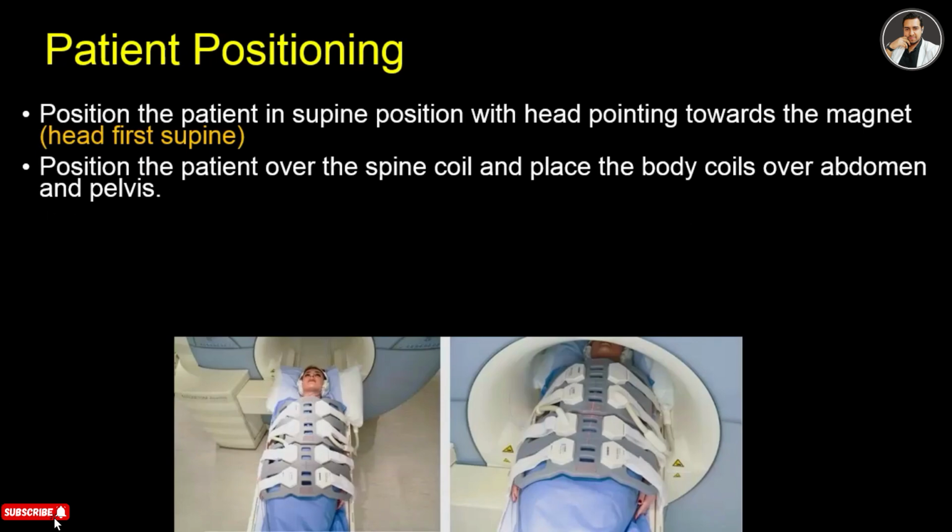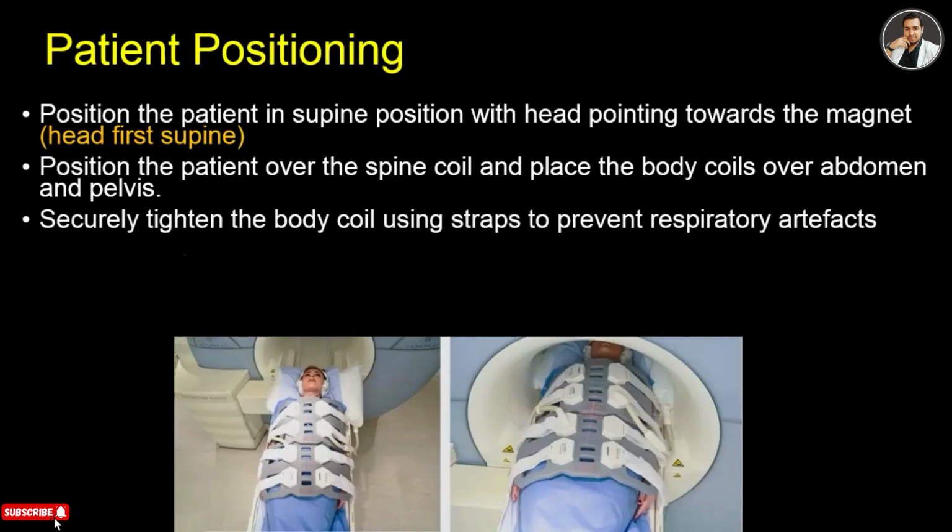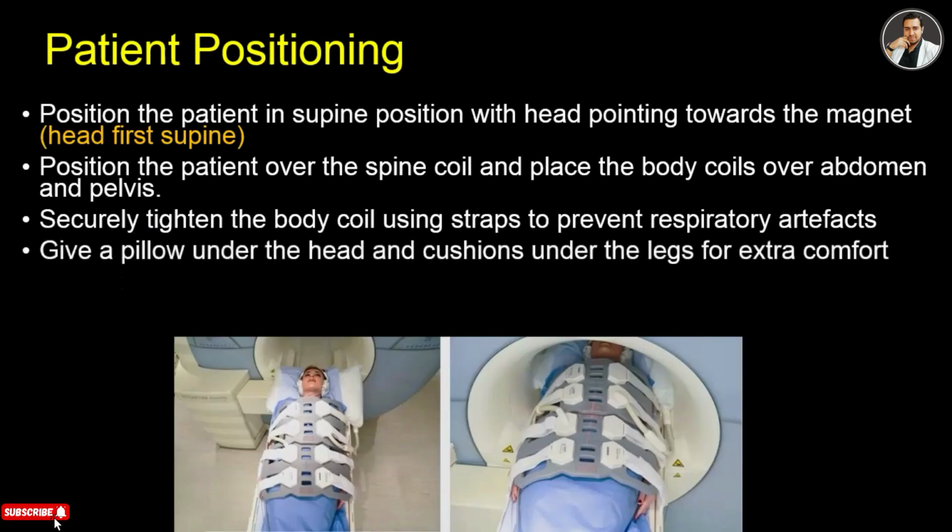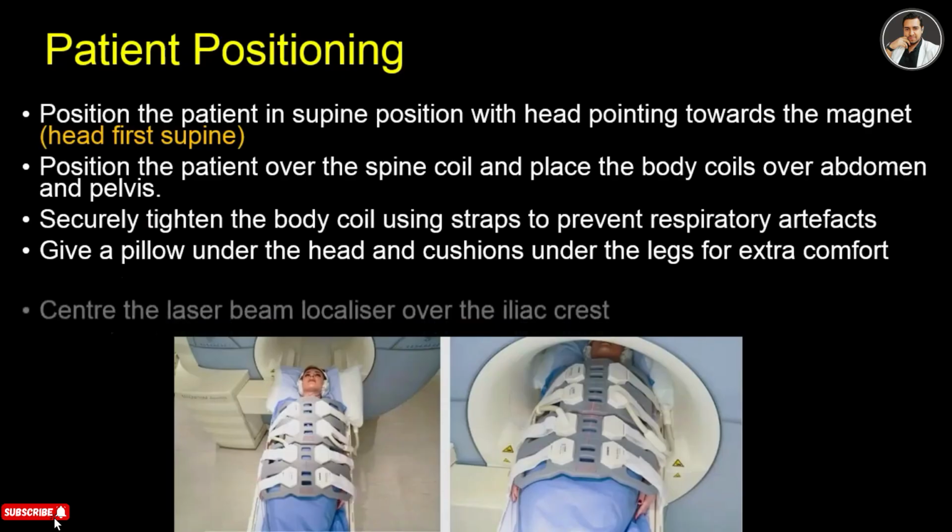So you can see that there are two body coils placed over the patient. If you have two, then it's good, and if you have one, you can place one body coil over the abdomen, and securely tighten the body coil using straps to prevent respiratory artifacts. And then give a pillow under the head and cushion under the legs for extra comfort. So positioning is very important. Proper positioning gives patients comfort and good quality image.